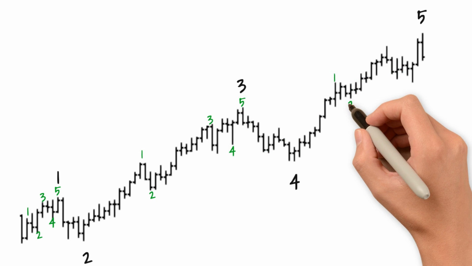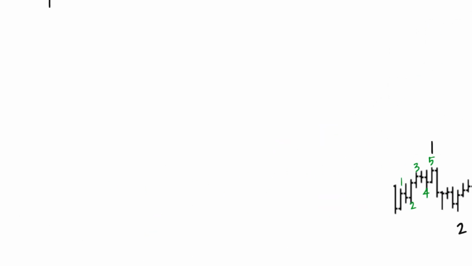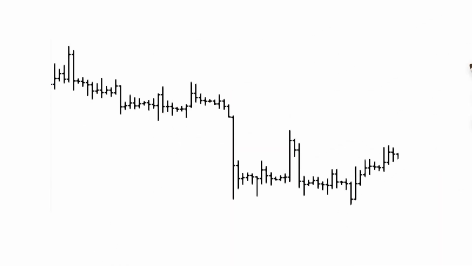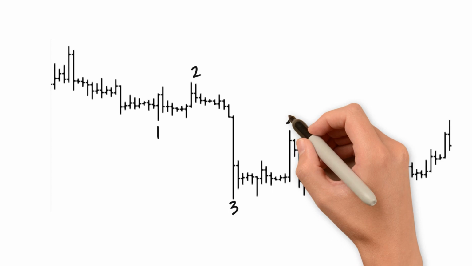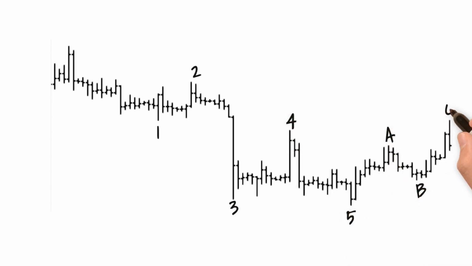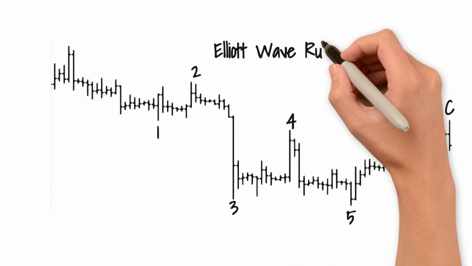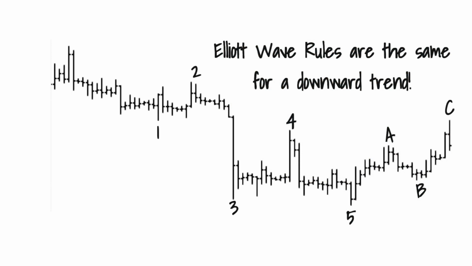Just for the sake of illustration, in this other chart, you can see a clear example of 5 waves going to the downside. It's worth mentioning that Elliott wave rules are exactly the same for bullish and bearish markets, but it's easier to study what happens in bullish markets first and then transfer that market knowledge to bearish market conditions later.